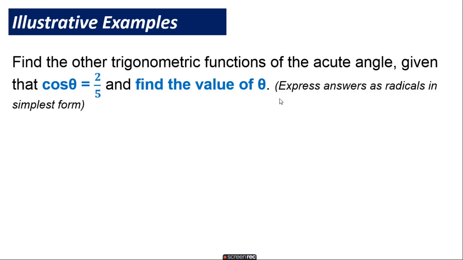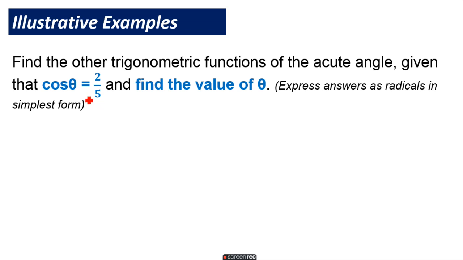Now, we have here some illustrative examples. For the first one, find the other trigonometric functions of the acute angle, given that cosine theta is equal to 2 over 5, and find the value of theta. In this particular example, we are only given one trigonometric ratio, and we are asked to find the other trigonometric functions. So we need to find the sine, the tangent, cosecant, secant, and then the cotangent. But how are we going to do that?